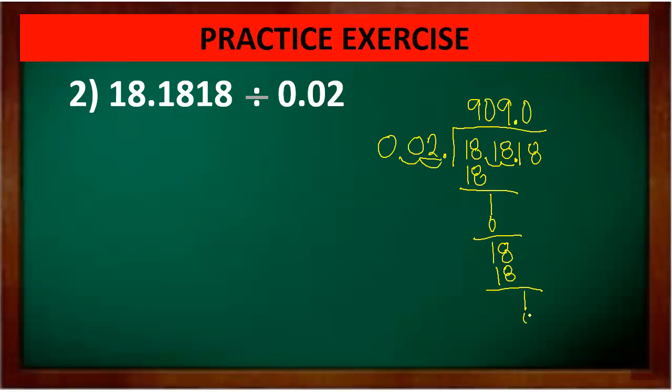0 times 2 is 0. Bring down 1. Bring down 8. 18 divided by 2 is 9. 9 times 2 is 18. 18 minus 18 is 0. So we have 0 remainder now. Let's end our computation. Therefore, 18.1818 divided by 0.02 will give us an answer of 909.09.